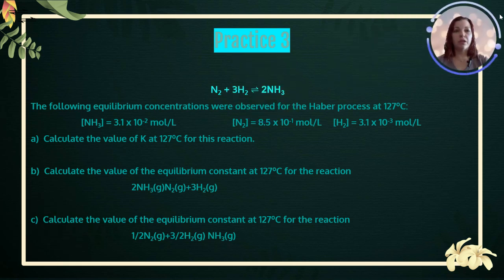Then calculate the value of the equilibrium constant at 127 for the second reaction. And then C, calculate the value of the equilibrium constant at 127 for this reaction. My arrows dropped out of those last two reactions, but I did add them back in on the next slide. So if you want to go ahead and try this on your own, please pause the video now because I'm about to go through the answer.